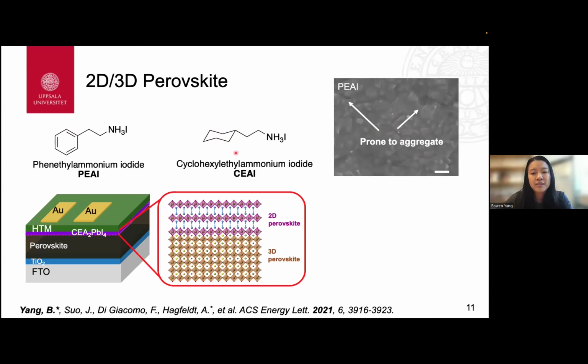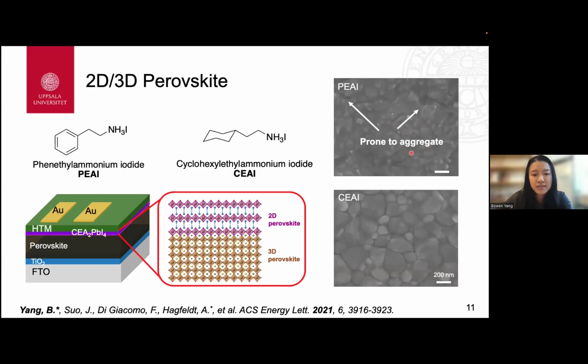Therefore, it can prevent the CEAI from undesirable aggregation as PEAI does. So with this, the film becomes more uniform with fewer defects. In this way, both the performance and stability of the CEAI-treated solar cells get dramatically improved.